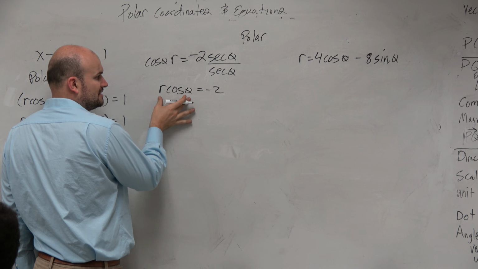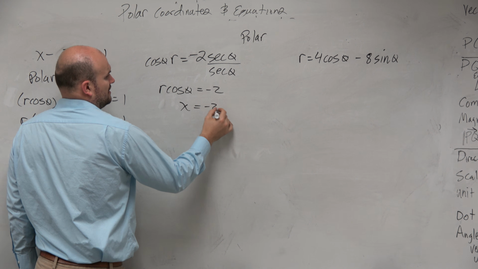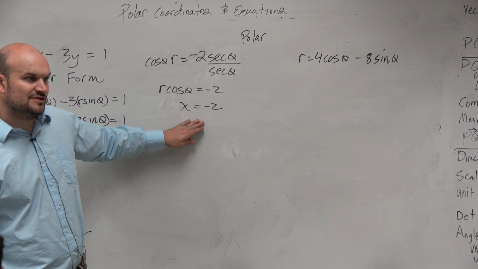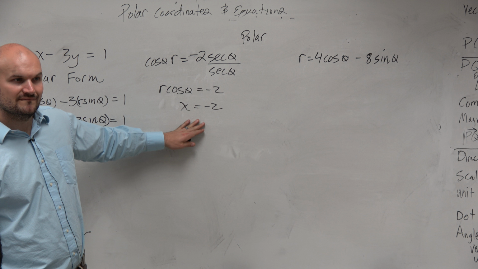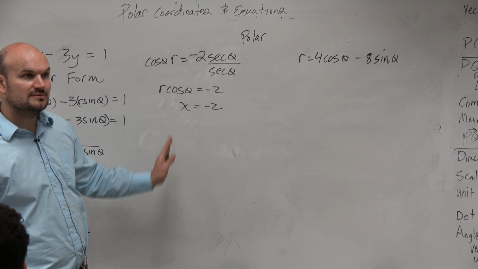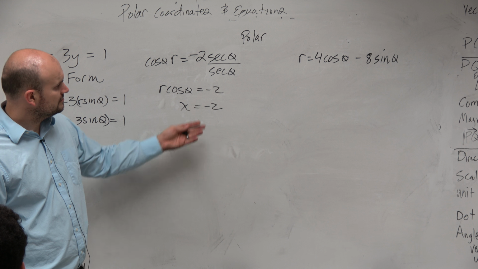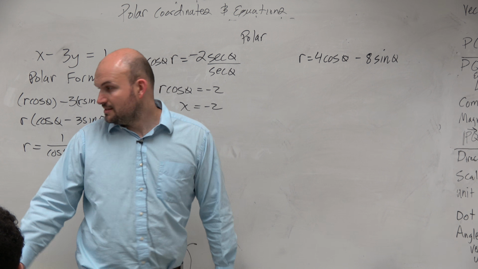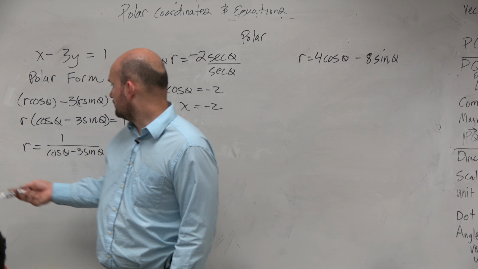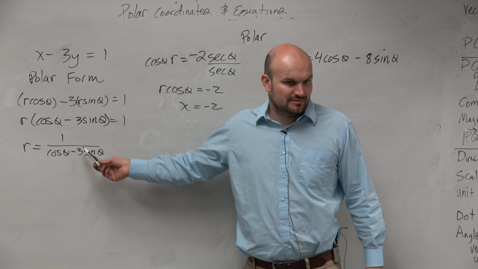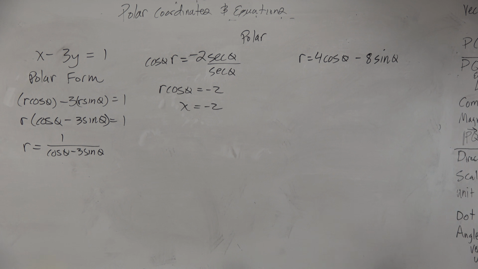R cosine of theta is equal to x, so x equals -2. X equals -2 represents a vertical line, right? So that's a vertical line. Same thing, guys. This represents a line. And I'll show you next class period that represents a line, OK?